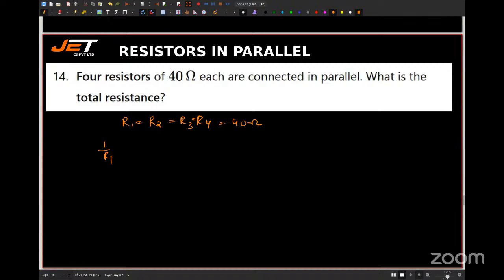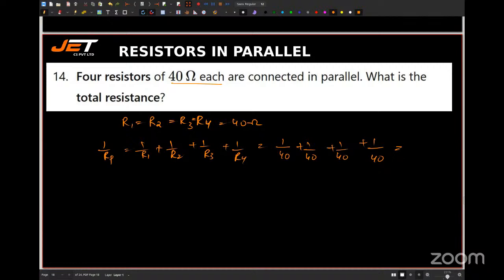Again, it is the same. 1 by Rp is equal to 1 by R1 plus 1 by R2 plus 1 by R3 plus 1 by R4. You can also solve along with me and you can give your answers in your chat box. Yeah. So they said 40 ohms each. It is not total. We have to find out what is total. So it will be 1 by 40 plus 1 by 40 plus 1 by 40 plus 1 by 40.